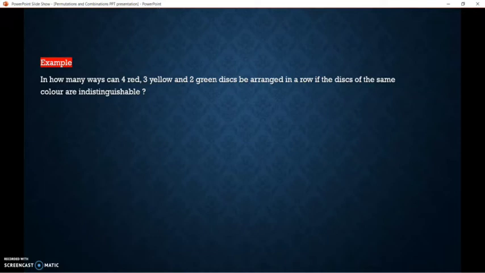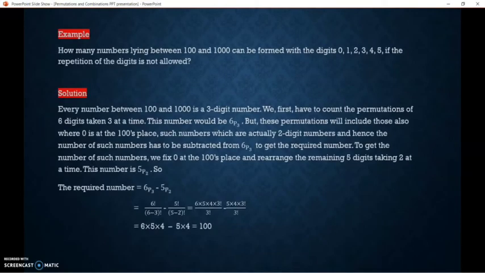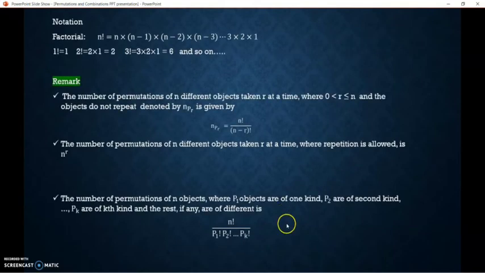the permutation of these 9 objects would be 9 factorial upon 4 factorial into 3 factorial into 2 factorial, which comes out to be 1260. Okay, this is clear because, see, the formula, if you go back and check, let me take you to the formula one more time. It says that if there are certain kinds of similar objects, right? Then this is the formula which we have to take. Is this fine, right?